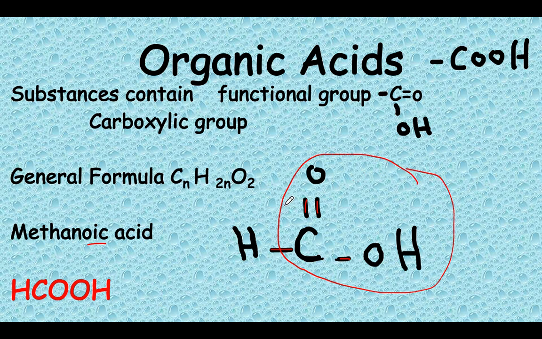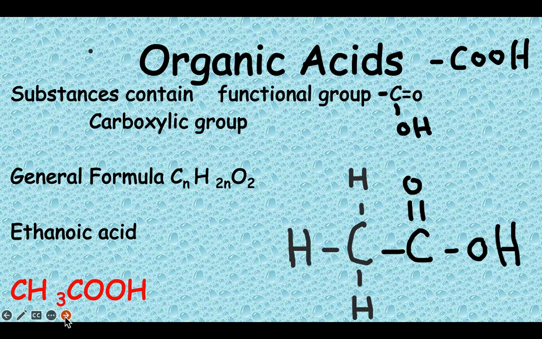So if you are asked to ring the functional group for the organic or the carboxylic acids, it's C double bond OH, or COOH. We can write it like this, COOH, or as showing the bonds, H, C double bond O, OH. The second member in carboxylic acids is ethanoic acid.